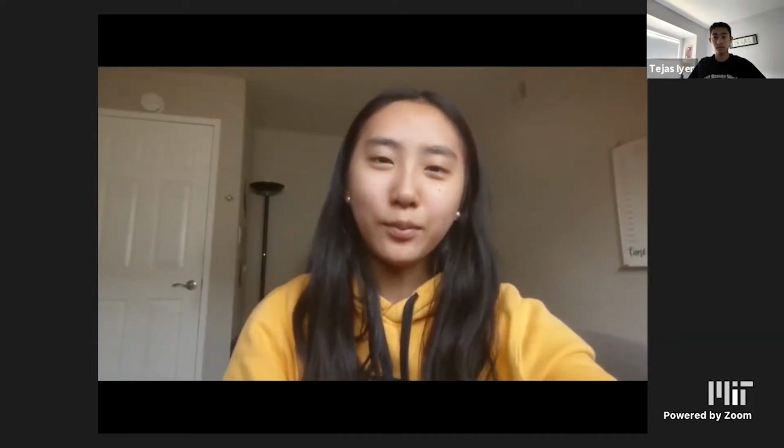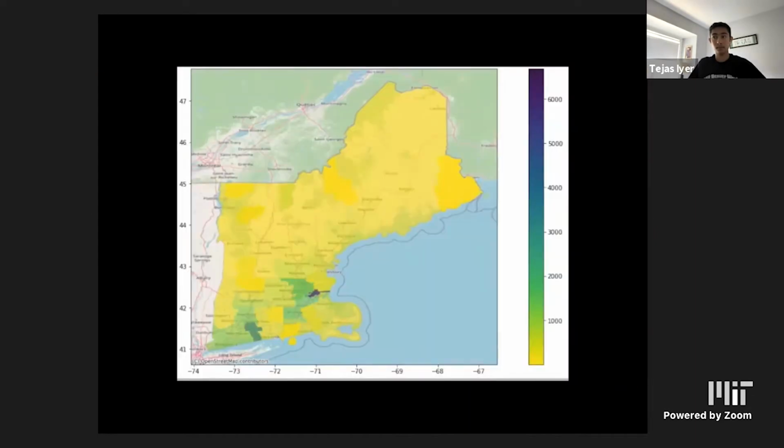Yeah, I'm Anna, and I'm part of the planning team. So basically what I've been doing is creating a population density map and a social vulnerability index to help my team see which locations or areas might need more resource allocation or evacuation centers.